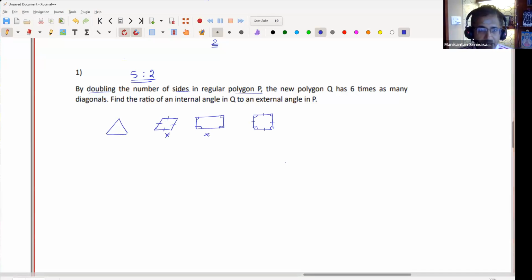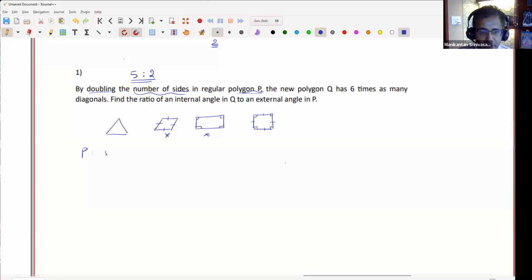Okay, now, what do we say here? By doubling the number of sides in a regular polygon P, okay, let's say in P, the number of sides is n. So in Q, the number of sides is 2n.